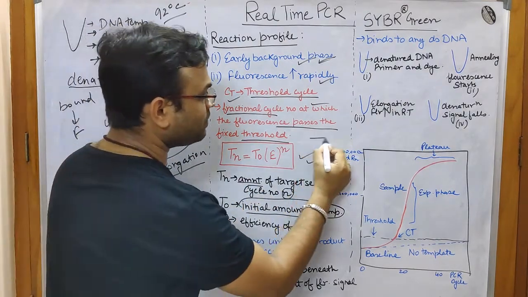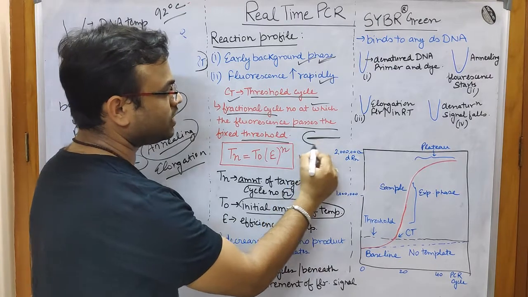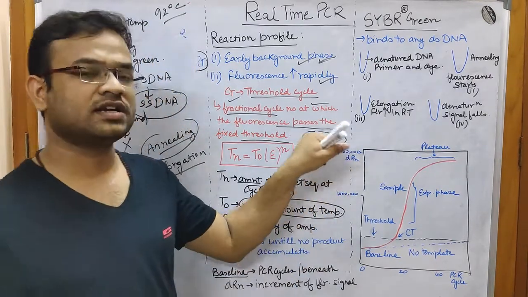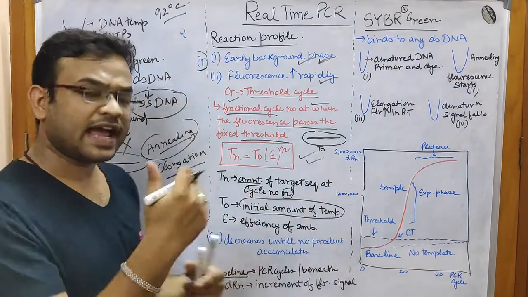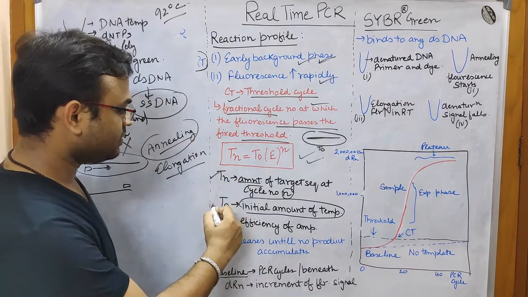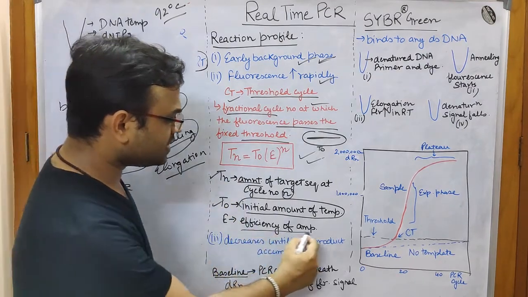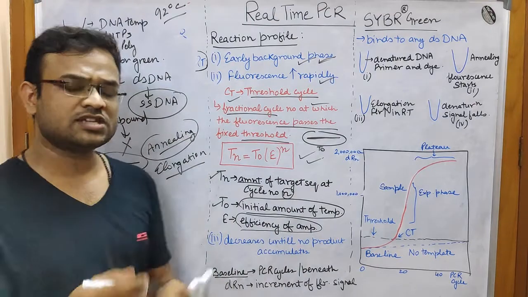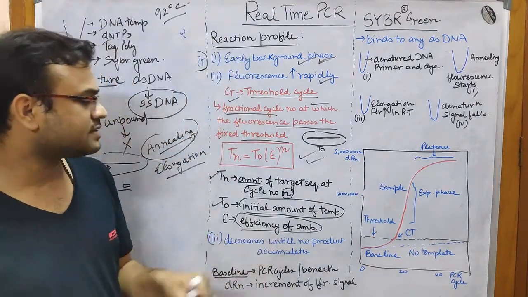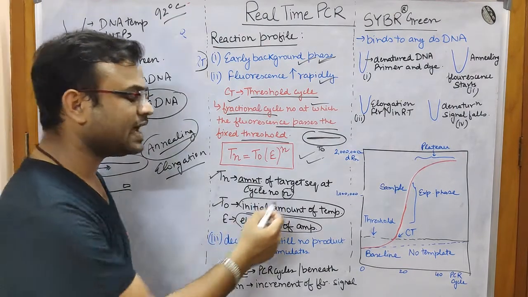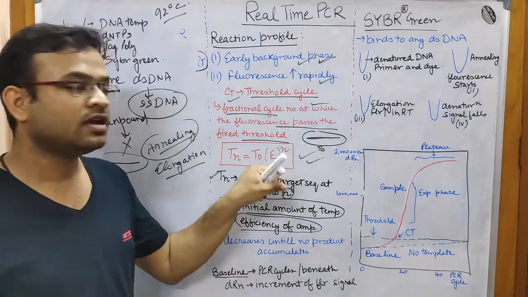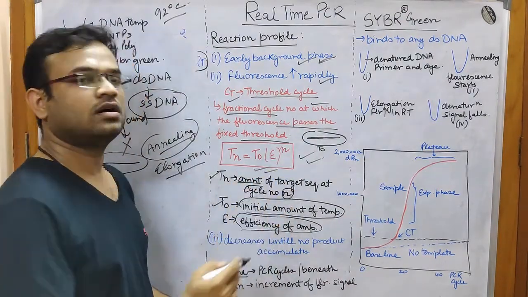Suppose you were amplifying this particular sequence. This is To, the amount that is present initially. Then after n number of cycles, the amount that was present is Tn, and E is the efficiency of amplification. So each PCR has its amplification efficiency. So E is the efficiency of amplification, n is the number of cycles. Okay, after n cycles we are only coming to this particular equation.